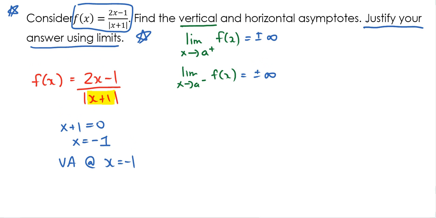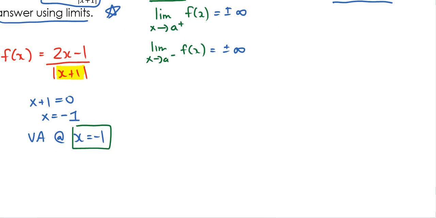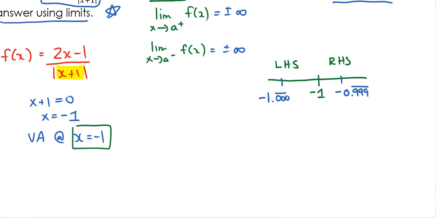Okay, so using limits, you need to show that for this expression, if I approach negative 1 from the left hand side and the right hand side, I need to be approaching positive or negative infinity. So I'm going to draw a number line here, and my point of interest will be negative 1. So I have a left hand side, and I also have a right hand side. Once again, we want to pick numbers to the left and to the right of negative 1. So this could be negative 0.999 repeating, and to the left hand side I'll use negative 1.000 repeating 1.